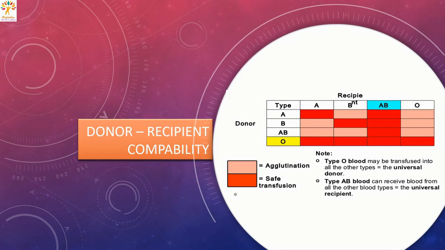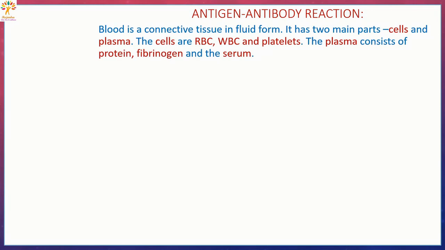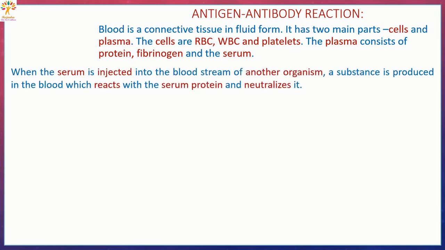In this graphic, we can see the relation between antigen and antibody. So let us say blood is a connective tissue in fluid form. It has two main parts: one is the cells and the other is the plasma. The cells are RBCs, WBCs and platelets, and the plasma consists of protein, fibrinogen and the serum.